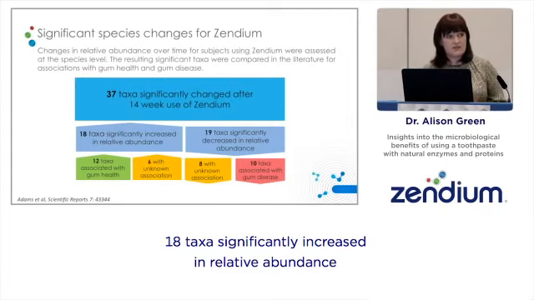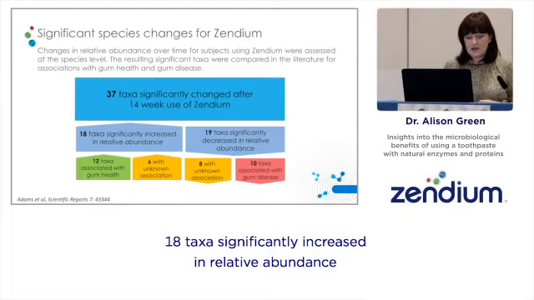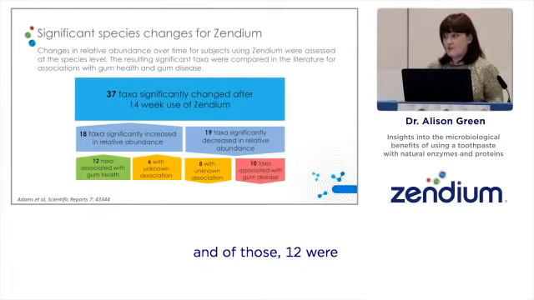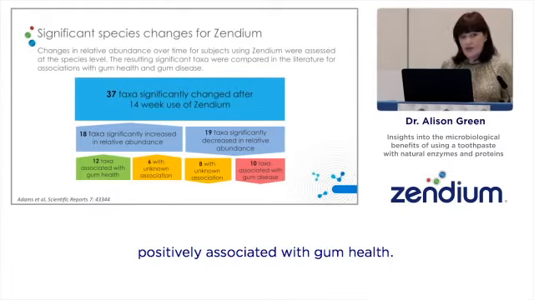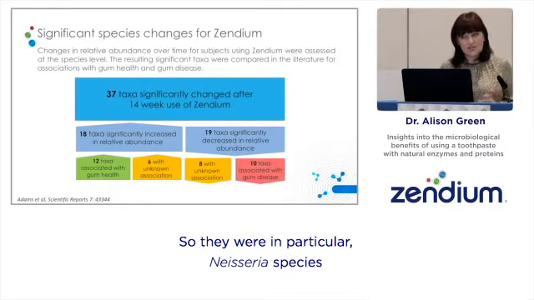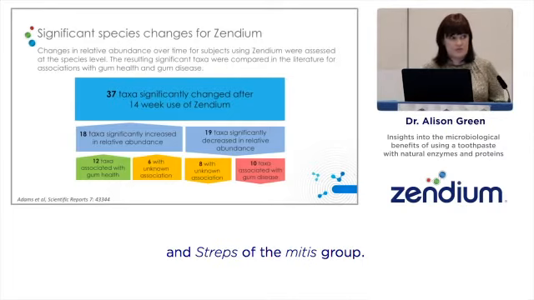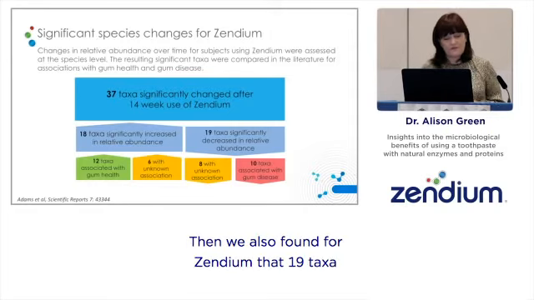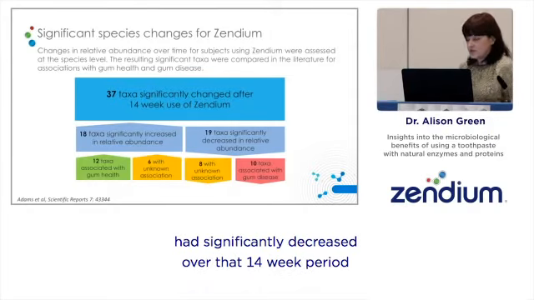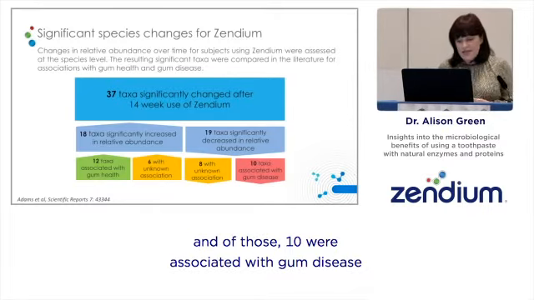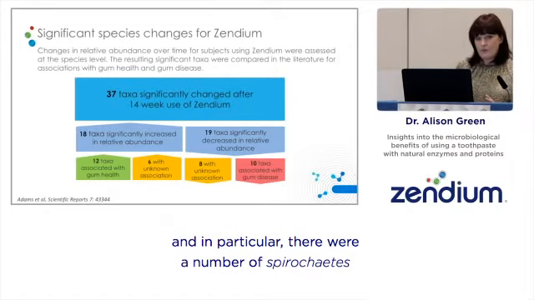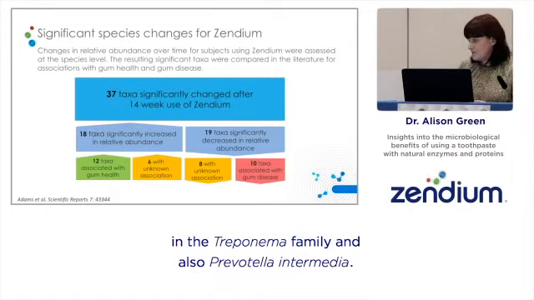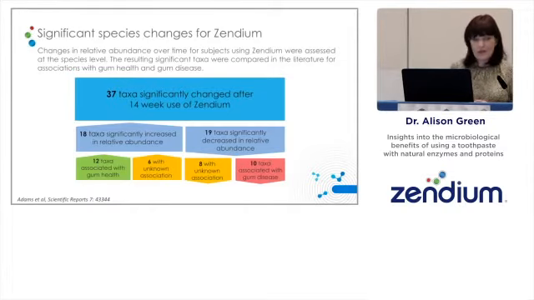18 taxa significantly increased in relative abundance, and of those, 12 were positively associated with gum health. So they were in particular Neisseria species and streps of the Mitis group. Then we also found for Zendium that 19 taxa had significantly decreased over that 14-week period, and of those, 10 were associated with gum disease. And in particular, there were a number of spirochetes in the Treponema family and also Prevotella intermedia.